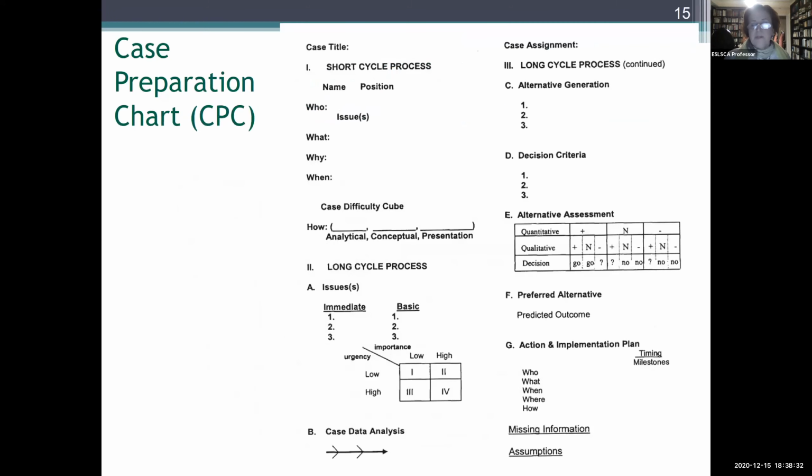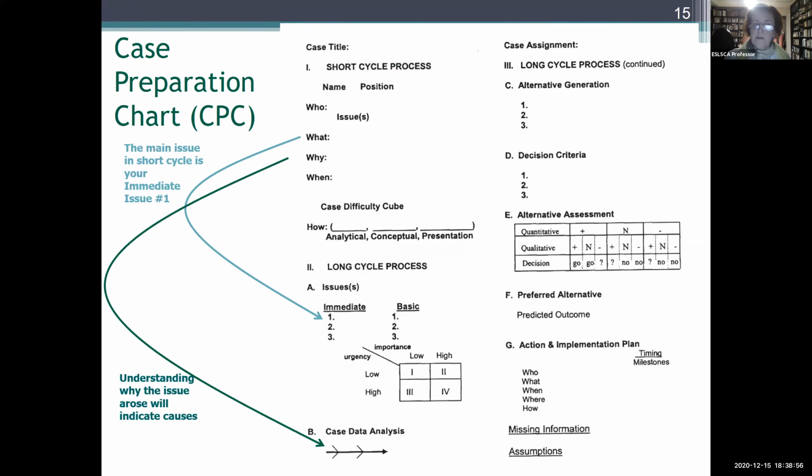So the case preparation chart is basically 1 page which guides you through the case. First, you've seen these questions on the top, the short cycle process. The issues that you identified in the first and last paragraph, you have to then list as immediate issues. Understanding why the issue happened will indicate the causes of this issue. Understanding when the decision maker must act will indicate the urgency of the issue at hand.